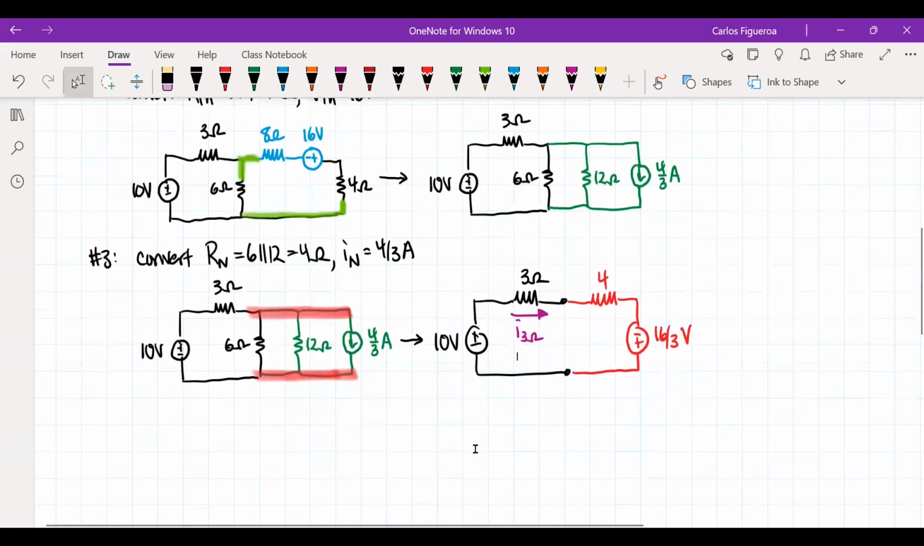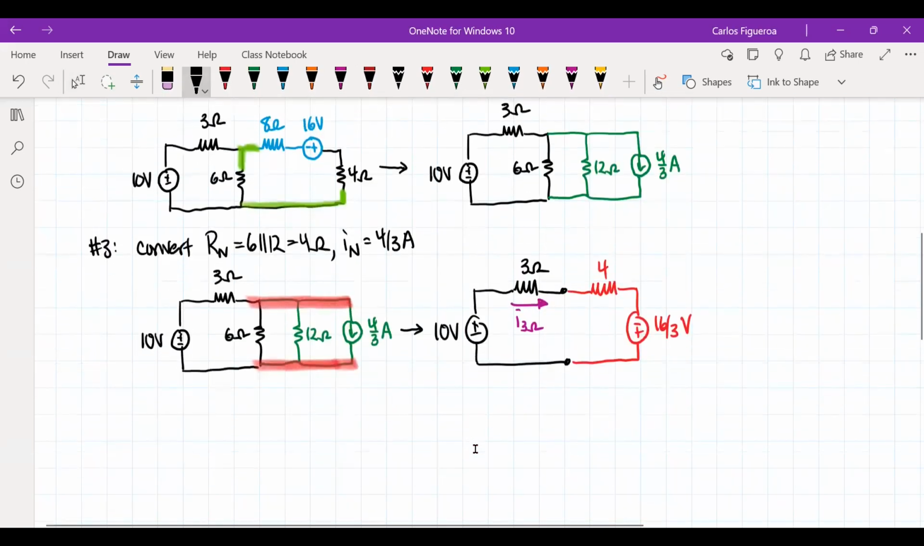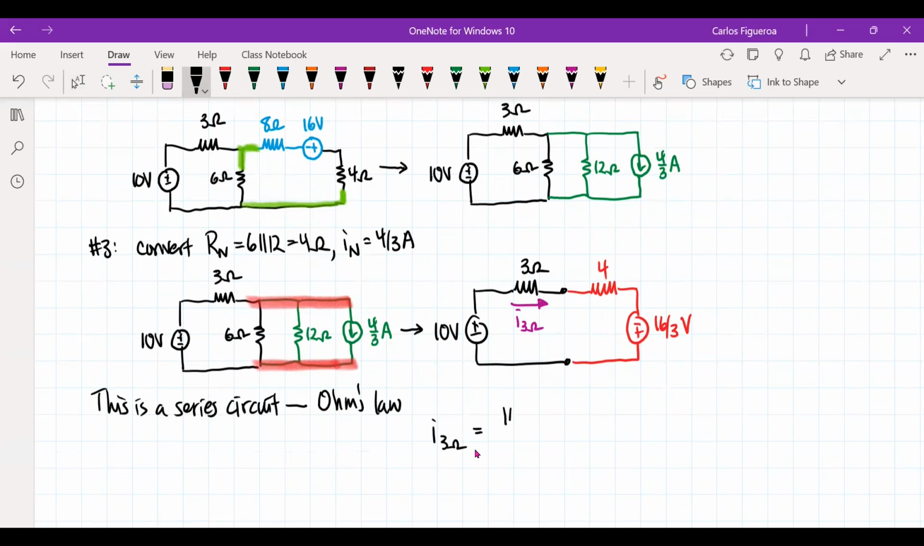So all I've got to do now, because this is a series circuit, is use Ohm's law to calculate this current. So this is going to be I 3 ohm, which is 10 plus 16/3 divided by 3 plus 4. And my final result is 2.19 amps for the current of the 3 ohm.